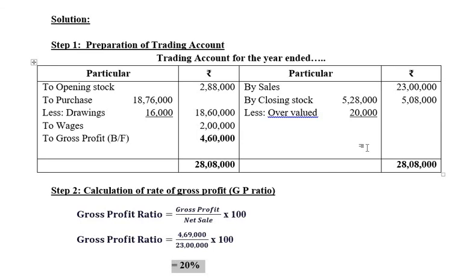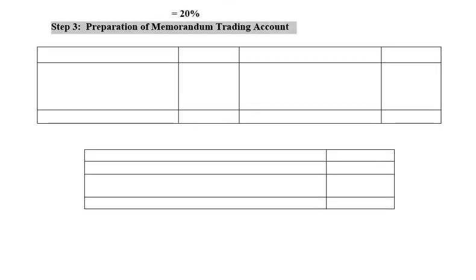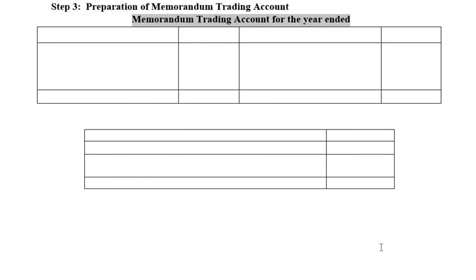This gross profit is taken into consideration for the memorandum trading account. So that is the second step. Next, the third step is the preparation of the memorandum trading account. Step 3 is the preparation of the memorandum trading account for the year ended on the date of the fire. So particulars, rupees.